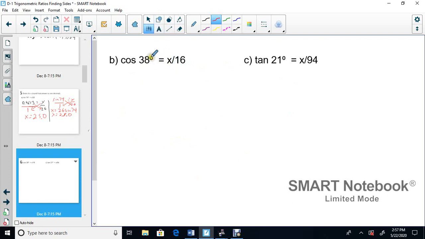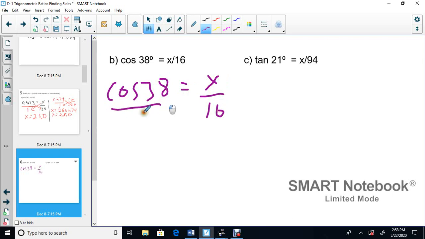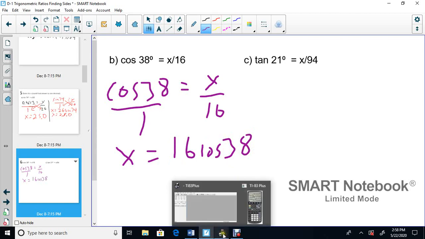I'm going to do one question here one way and the other. So I'm going to do this question using that second method and this question doing the first method. Okay, so here's how I'll do this. So let's go cosine of 38 equals x over 16. I'll just write it out nicer. I'll put that over 1. I cross multiply, so x equals 16 cosine of 38. I'll go to this calculator here.